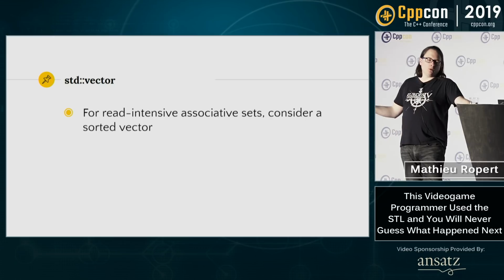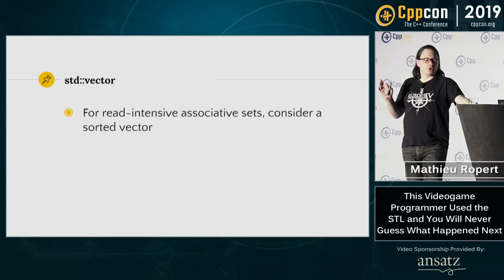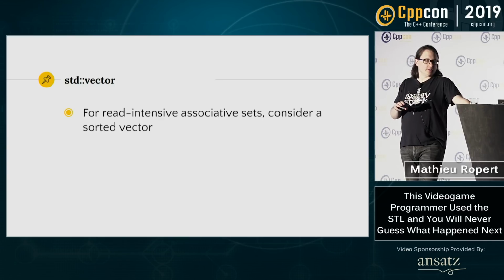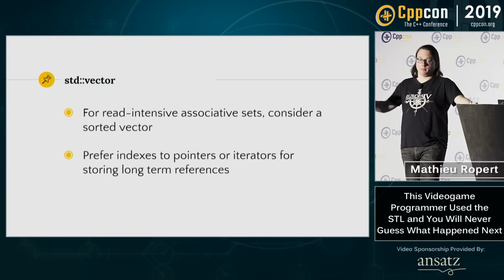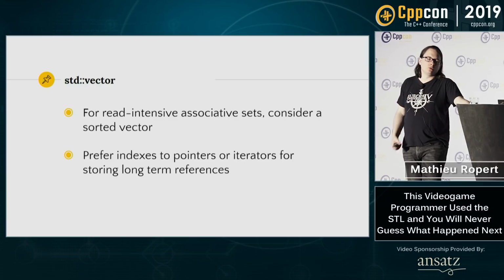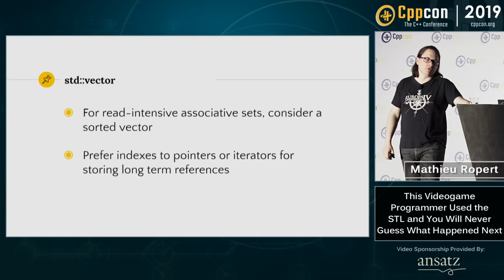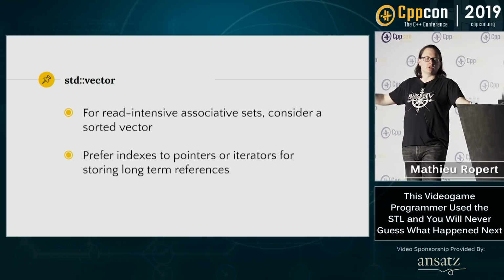And again, another quick suggestion, if you're doing like a read-intensive associative set, but you only read it, consider sorting it. Just sort your vector and just do a linear search to it. It might be faster depending on what you're doing. Some hash table will manage to do better, but not all of them. Of course, if you need to keep references to elements in vectors, prefer indexes to pointers, because when you push back something, it might reallocate and move your stuff away, whereas your index will still be valid as long as you're pushing at the back.